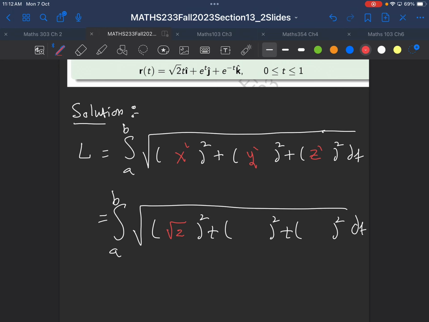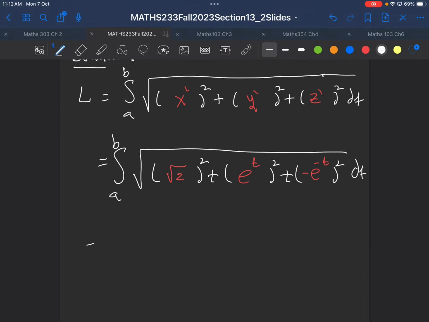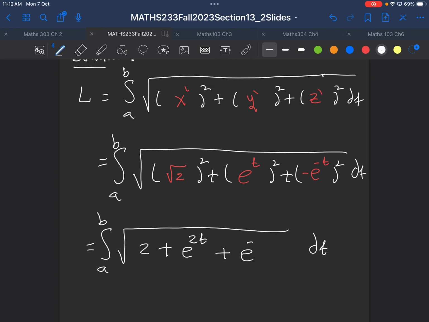The second one is our favorite, because for e^t, the derivative will just stay the same as e^t. And the third one will be just negative e^(-t). And those are the derivatives. The next step, we have the square of each of these. So I will get 2 plus e^(2t) plus e^(-2t). Remember, this negative will go away with the square that is there.